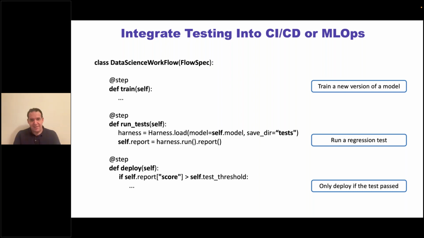And because the tests are versioned, because this is part of your CI/CD or MLOps, you always know that every new version of the model was actually tested. You have the audit trail for that, and you can confidently go and deploy models that actually work, which is the point of the whole exercise.